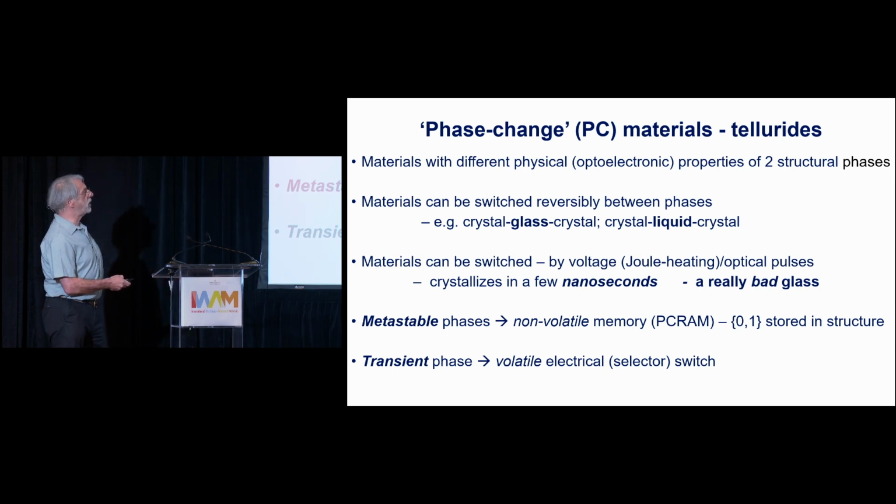And so we've got two options. We could have metastable phases, which is what we have here, crystal, glass, crystal, all metastable. And this will then form the base of a non-volatile phase change random access memory, where you store bits, 0 and 1, in the structure. So your 0 might be the crystal, which has got a high conductivity, and your 1 might be the glass, which has got a low conductivity. And this information is stored.